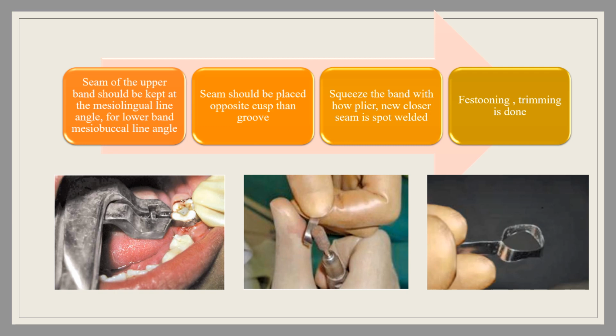Then we can use band pinching pliers to tightly adapt the band. You can pinch the band, and then some festooning should be done. Festooning is an S shaped contour: buccally U shaped, and proximally a V shape or reverse U shape. The festooning should be done, and trimming can be done with the help of the micromotor and pliers. In the last picture, you can see how the band is ready.